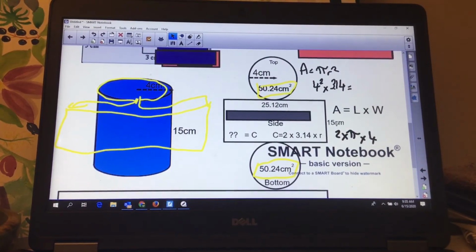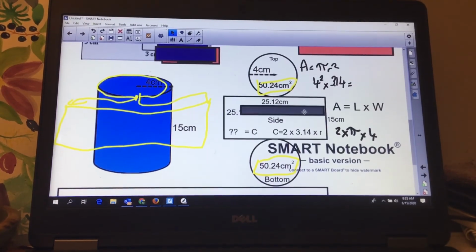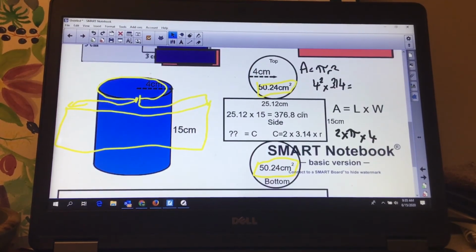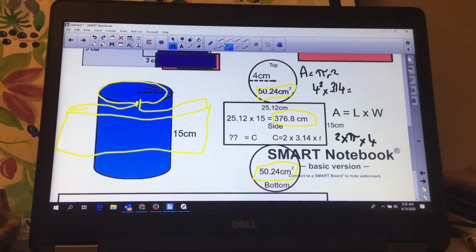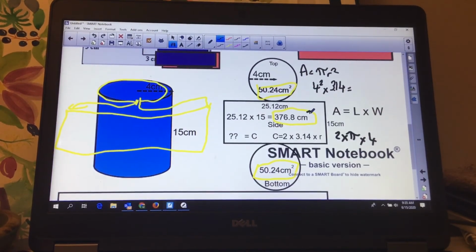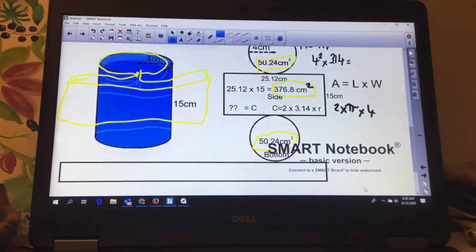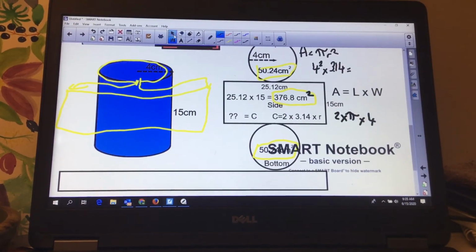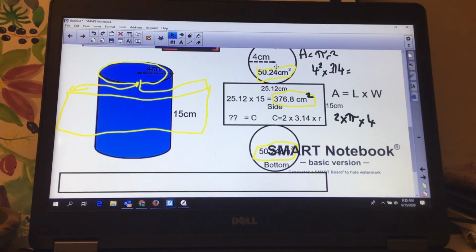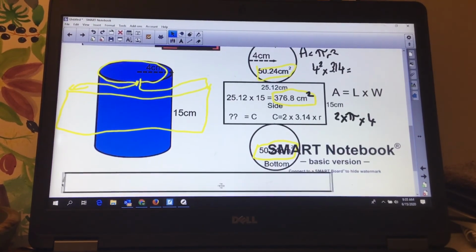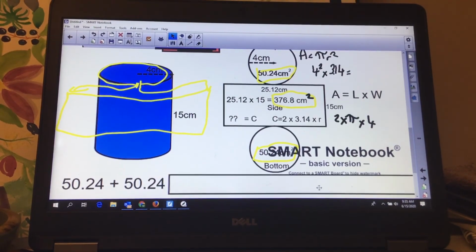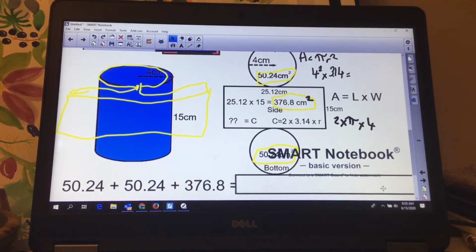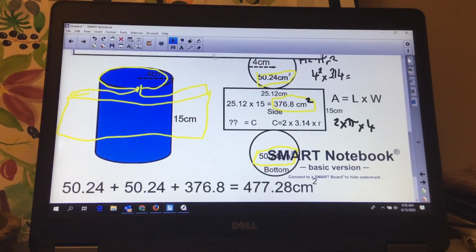I can multiply length times width to find out the area of this rectangle. So I have 376 centimeters squared. That's my 3 pieces of information that I need. So my surface area, I add my circle to my rectangle to my circle. So there's my top, there's my bottom, there's my rectangle, and there is my surface area.